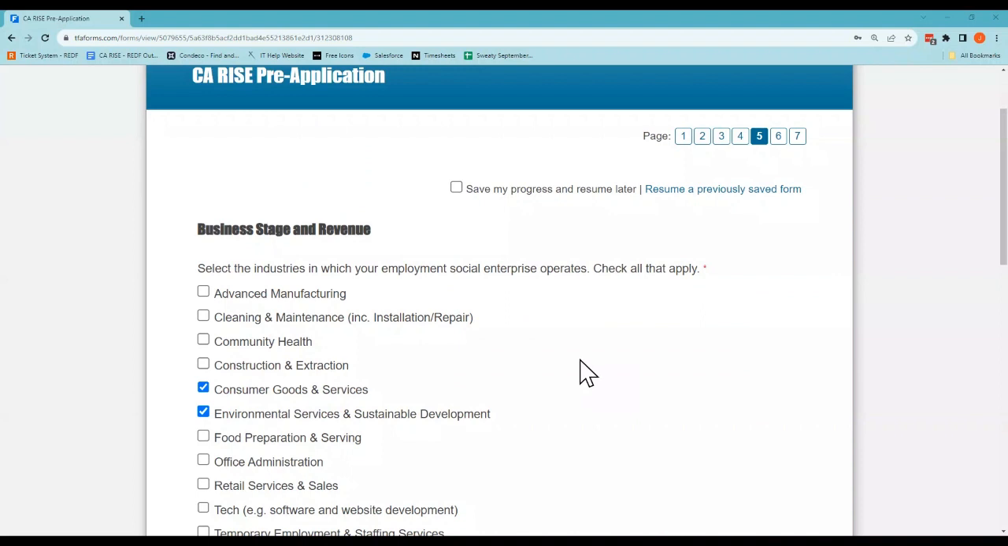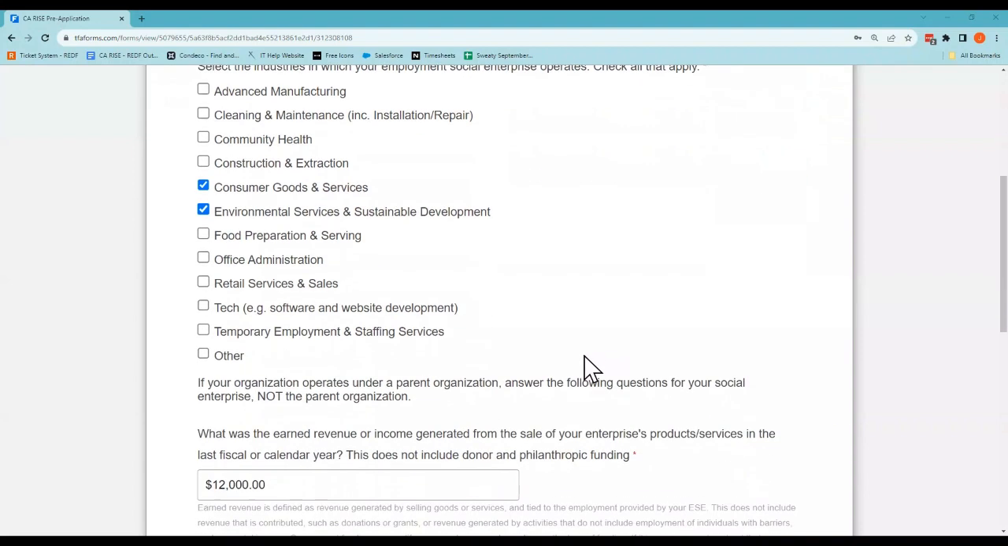Please select all industries that your employment social enterprise operates in. If your employment social enterprise is part of a larger organization, these answers should reflect the employment social enterprise, not the parent organization.